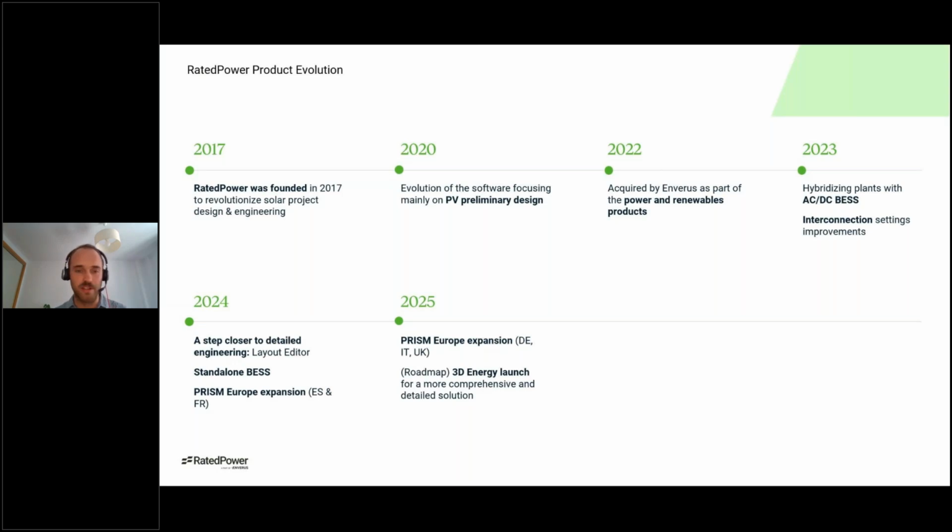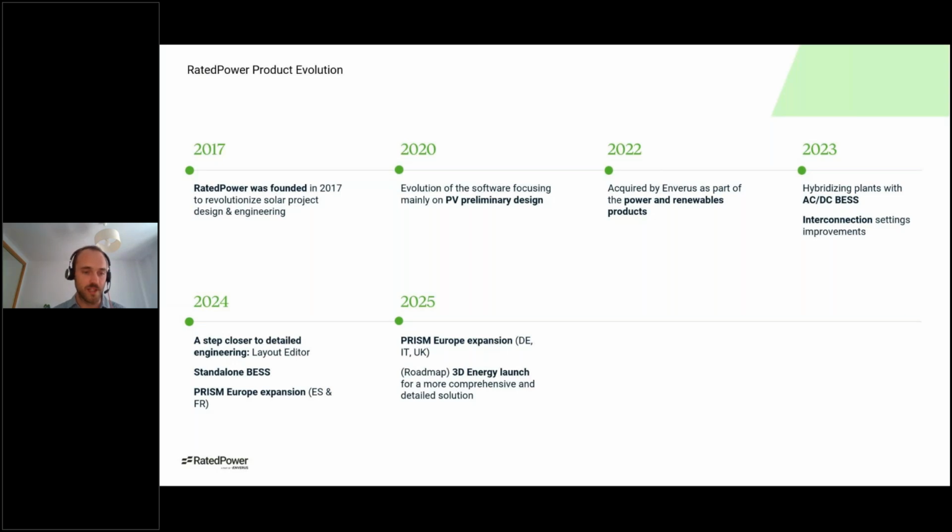In 2020, we focused on PV preliminary design. Since 2022, we are part of Enverus. We are now part of the Power and Renewable product, and this helped us to develop into different sections. So we now have AC and DC coupled BESS since 2023. We improved the interconnection part there as well.